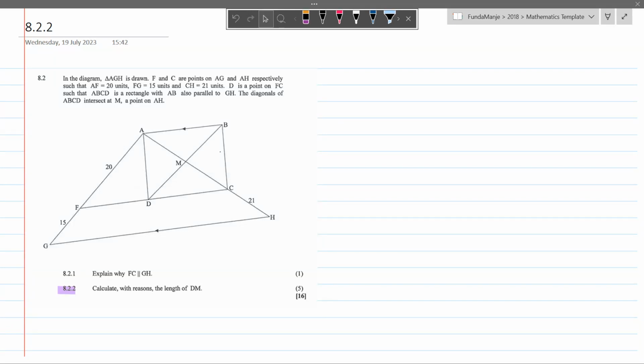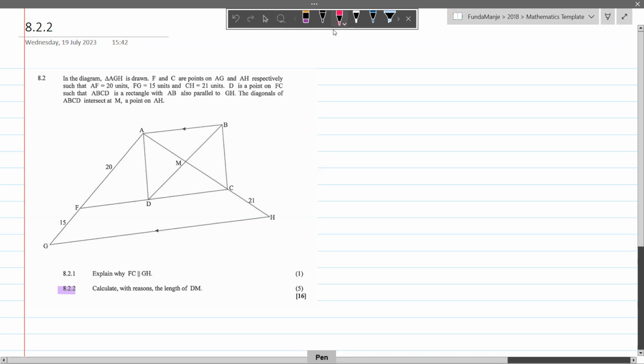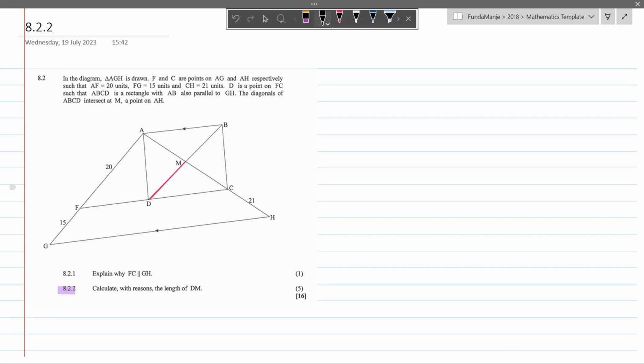8.2.2 says calculate with reasons the length of DM. So the length in question is DM, which is half of a diagonal. And yeah, so where do we begin? Firstly, we need to leverage the sides that we know, and these are these sides.